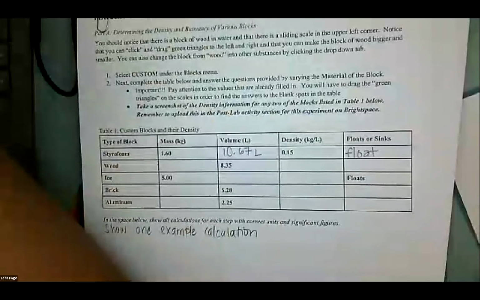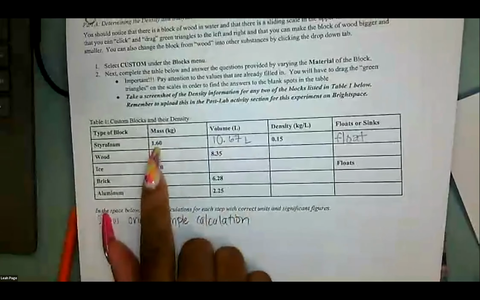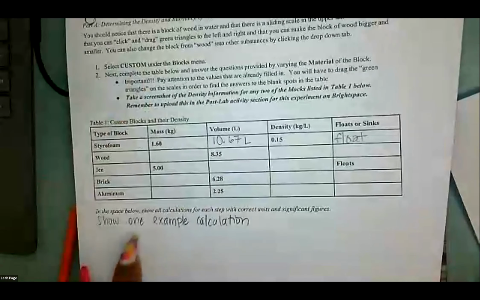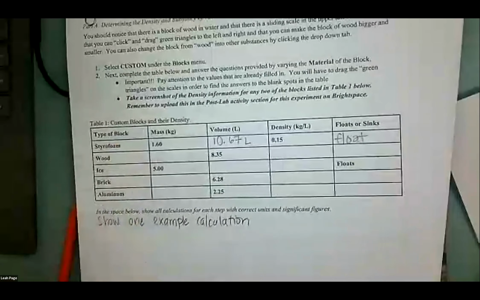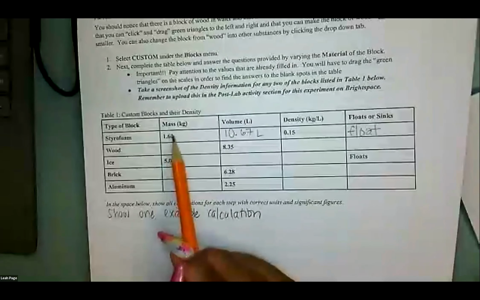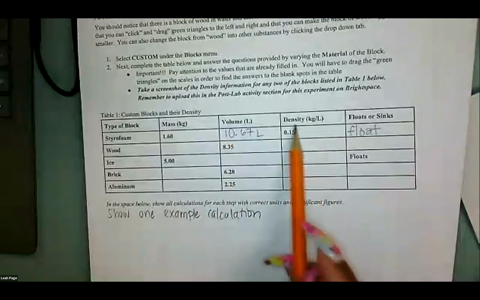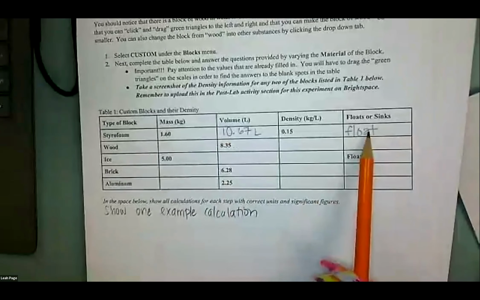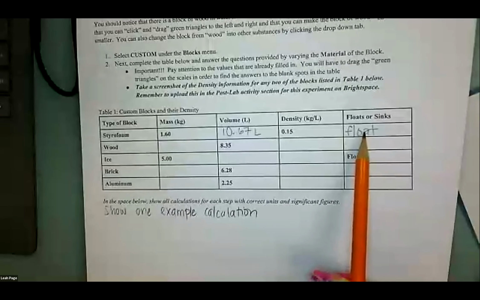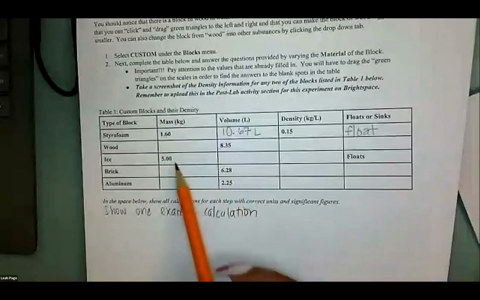I'm on the second page here. Does everyone see how I got these numbers? I just changed the block setting to custom, and then I picked styrofoam. That was my first block. I changed the mass to 1.6 because that's what was given in the table. I wrote down the volume that gave me. And then I saw that the density actually matched up, and that the piece of styrofoam actually floated in that tub of water.